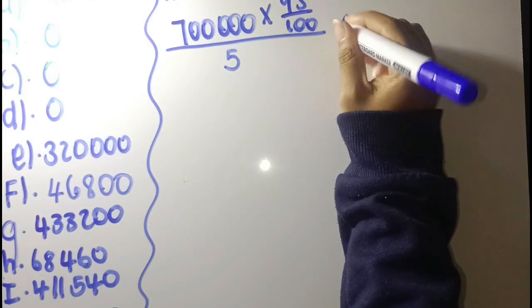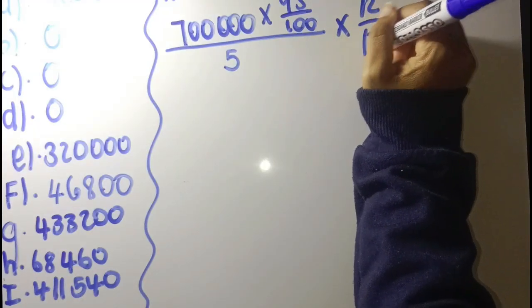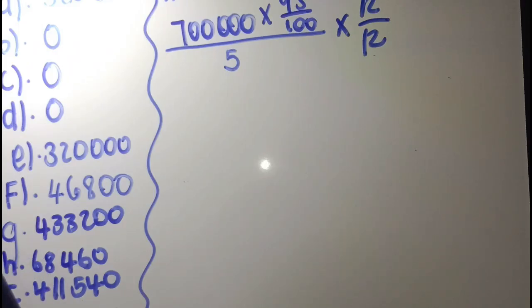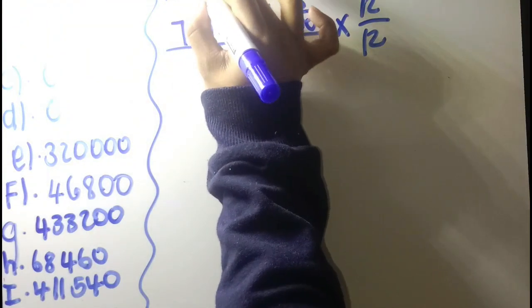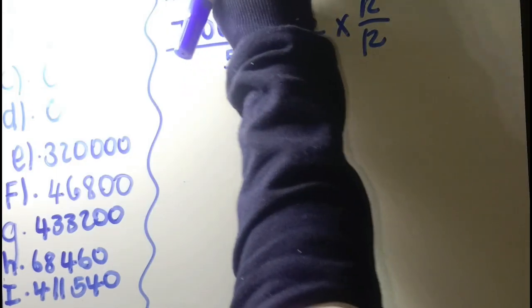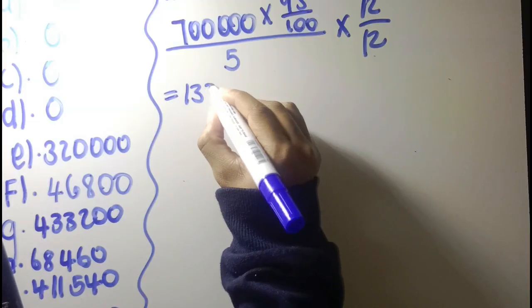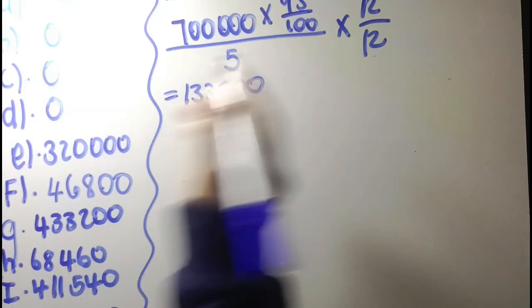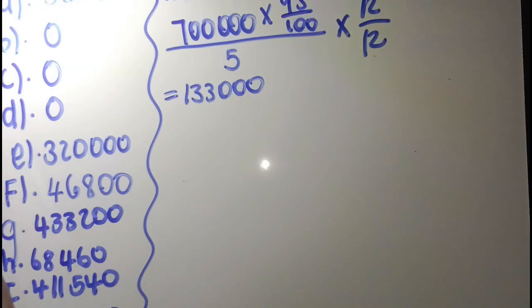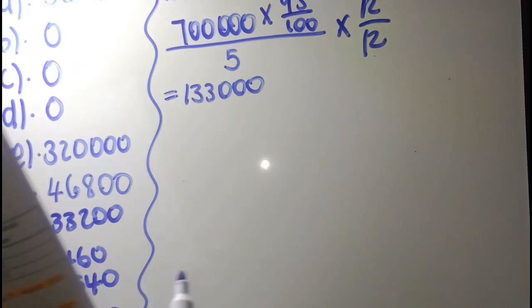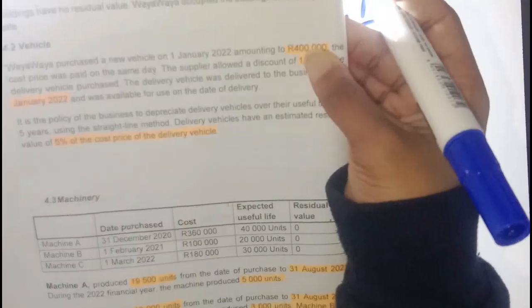But since this was there for 12 over 12 months, we're just gonna multiply by 1. So you're gonna say 700,000 multiplied by 95 over 100 over 5, and you should get 133,000. This is not the balance here, because we still have something else to calculate. Then you look at the new vehicle. The vehicle that they bought is 400,000.